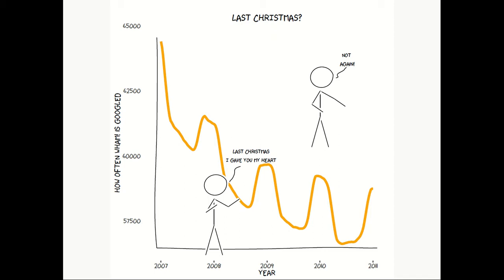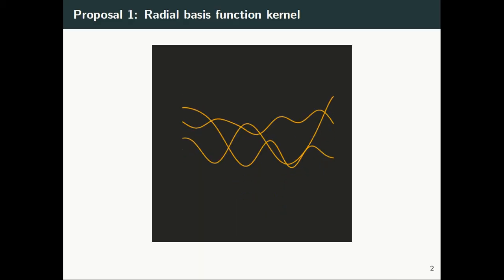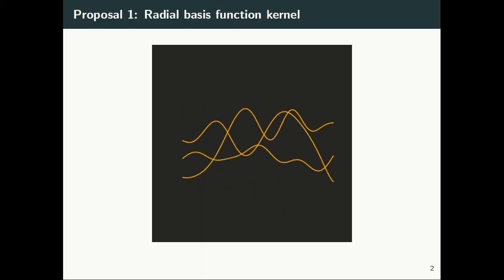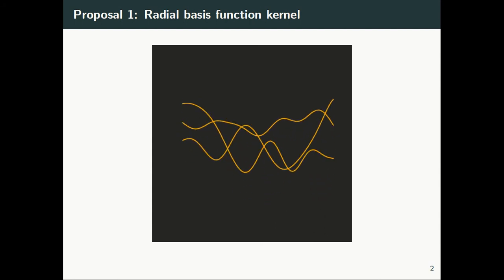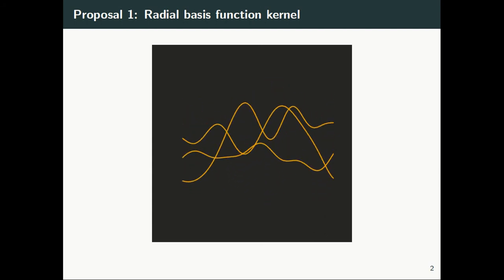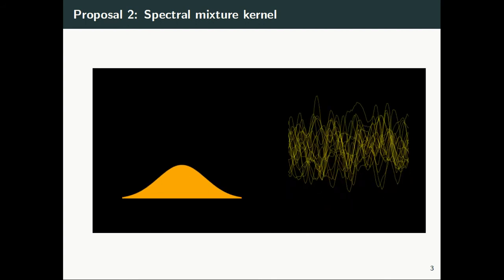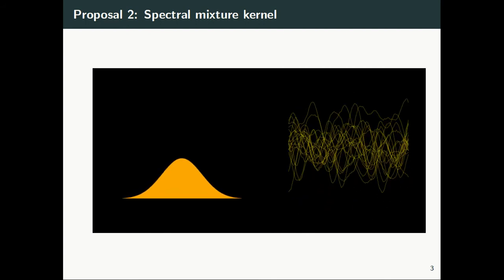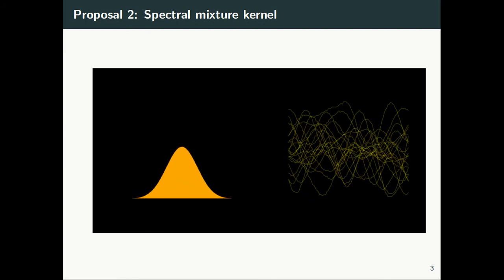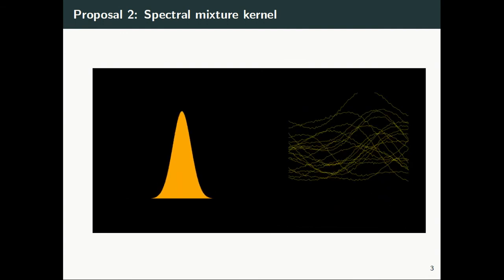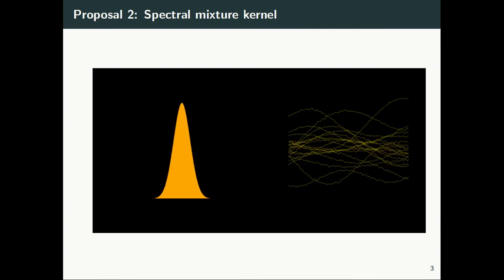This results in 3 different proposals of how structure might be encoded. The first proposal is the radial basis function kernel, which is mostly agnostic about the underlying structure. The spectral mixture kernel learns about structure implicitly based on the fact that every stationary kernel can be expressed as a spectral density, and then capturing this density by a mixture of Gaussians.